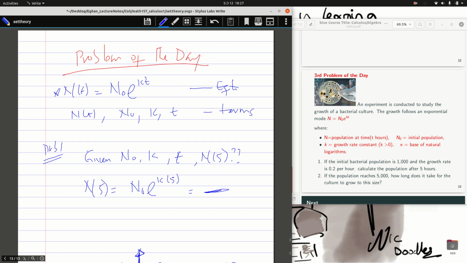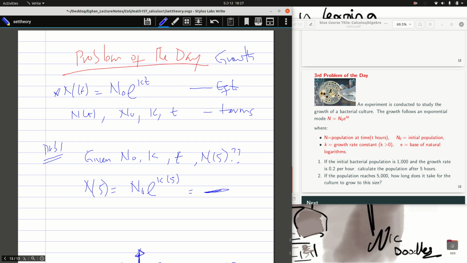So let's read. It says there's an experiment being done on bacterial growth culture, bacterial growth. We see a growth here. The word is a growth. Whether it is decaying or increasing, we have to continue reading. The growth is an exponential growth. It means it's increasing. They are multiplying. We know this with bacteria. So first, I see an equation given.